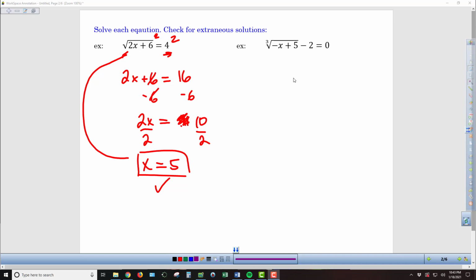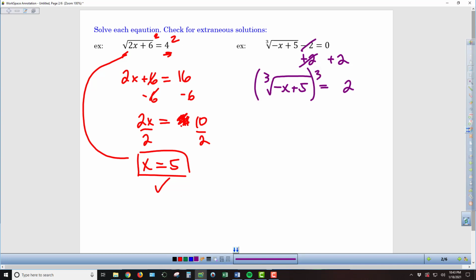For the second example, we can see that it's a cube root rather than a square root, so I'm eventually going to have to cube both sides of the problem, but I can't do that yet. I first have to isolate that cube root, which means I'm going to have to add 2 to both sides so that I've gotten rid of everything except for the cube root from this left-hand side of the problem. So I've got the cube root of negative x plus 5 equals 2, and now at this point I'm ready to cube both sides of the problem.